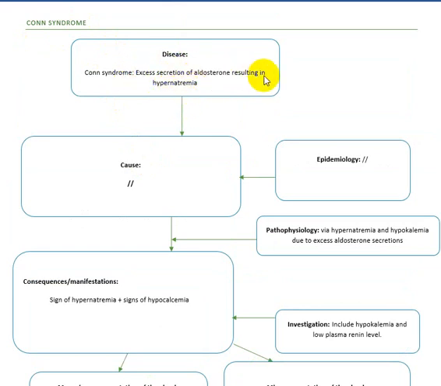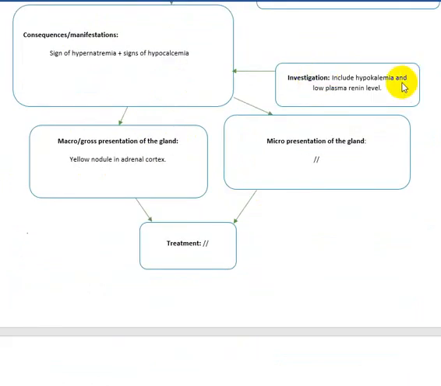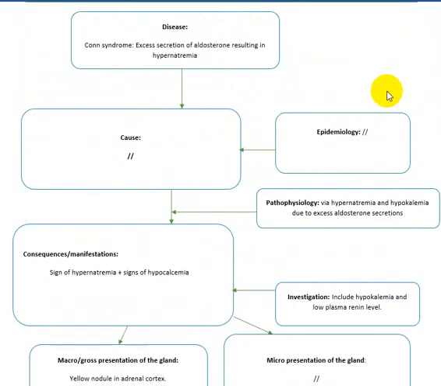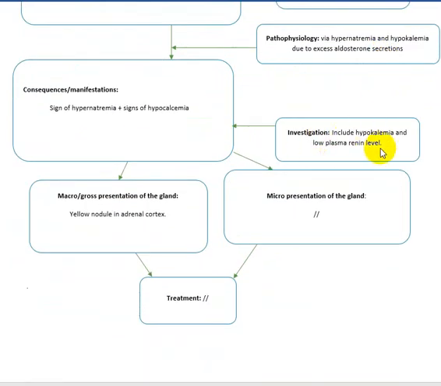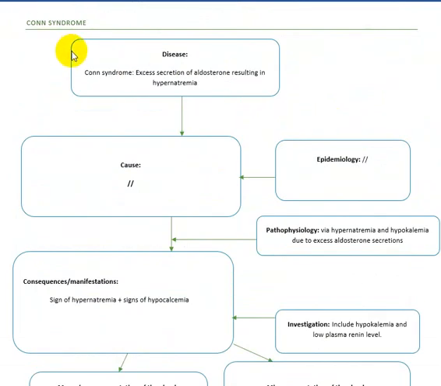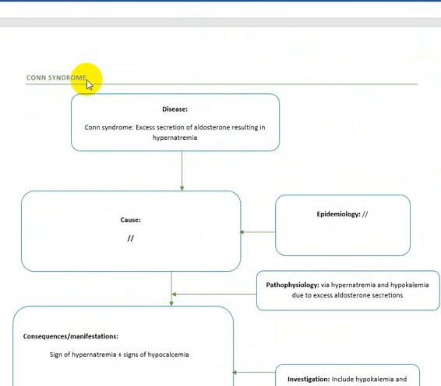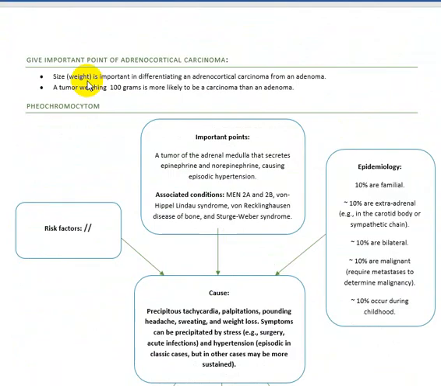You have excess secretion of aldosterone. Now the signs and symptoms: you have the sign of hypernatremia and the sign of hypokalemia. Investigation shows hypokalemia and a low plasma renin level. In Conn syndrome, you must have a low plasma renin level. If there is a high plasma renin level, then it implies that it is secondary and not primary. Conn syndrome is mainly primary, with respect to an adrenal cortical adenoma or a hyperplasia.